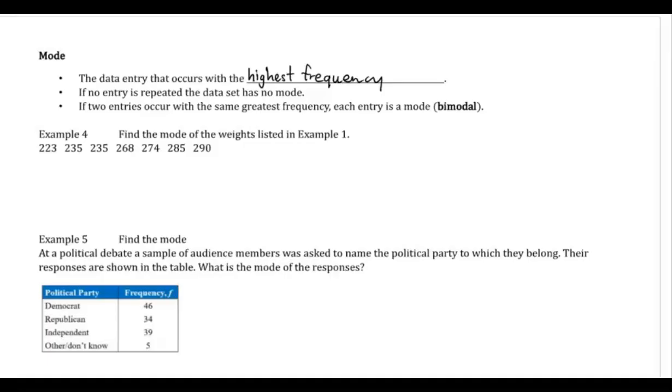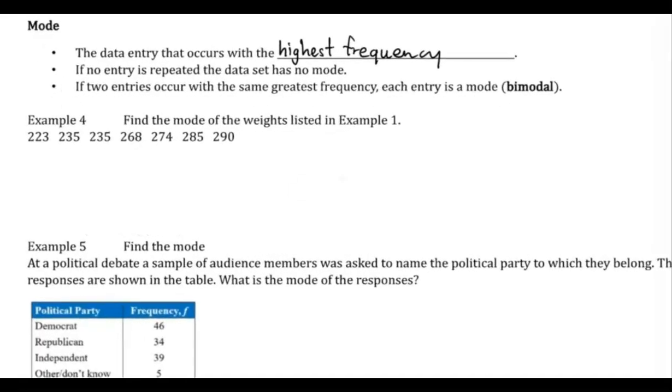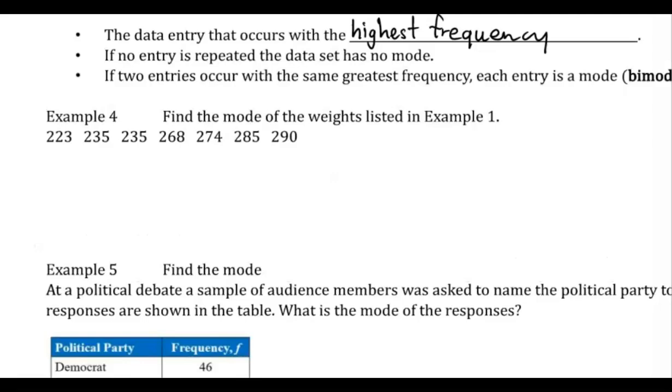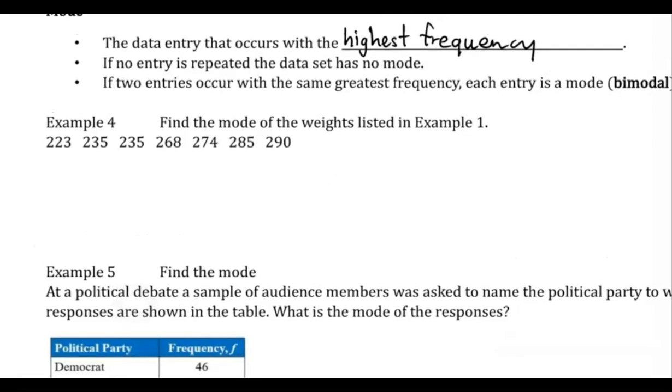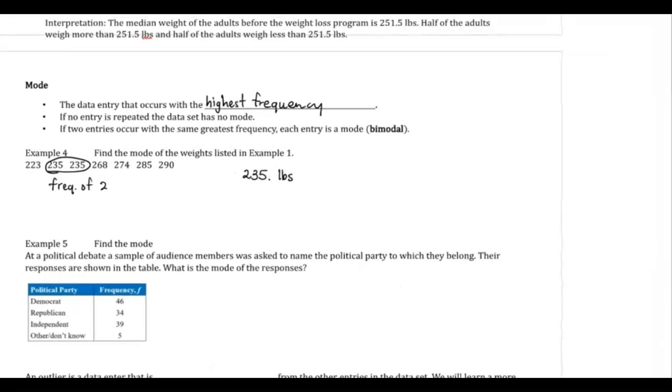Example 4, let's find the mode of this data set. Sometimes it's helpful to order the data when you're looking for the mode. This is the same data that we had from before. I've already ordered it. We can see that 235 shows up twice. It has a frequency of 2, which is higher than all the other values, which only show up once. So the mode would be 235 pounds.